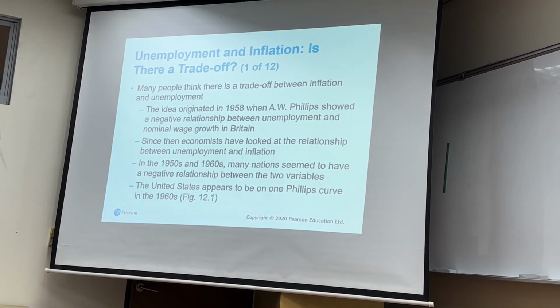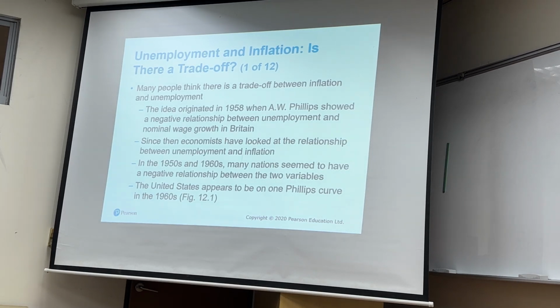Okay, so many people think there's a trade-off between inflation and employment, and that is quite right. And in 1958, Phillips, okay, he found out this. He worked at the Labor Bureau of Great Britain, and he figured out there's a negative relationship between unemployment and nominal wage rate growth. So, as a matter of fact, he is not talking about inflation, it is the nominal wage growth, okay? But then people expanded it to include inflation.